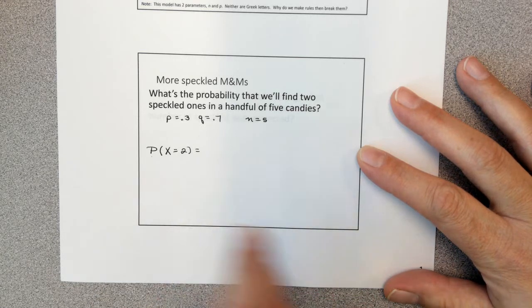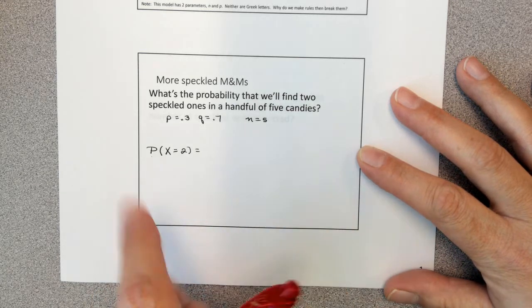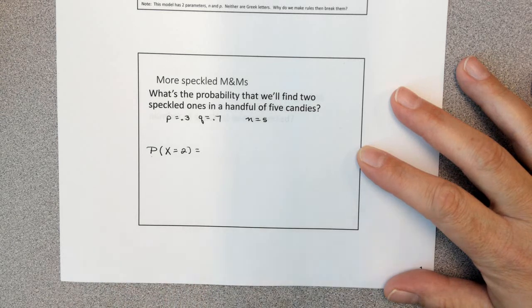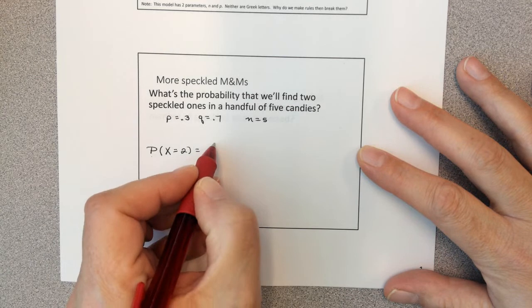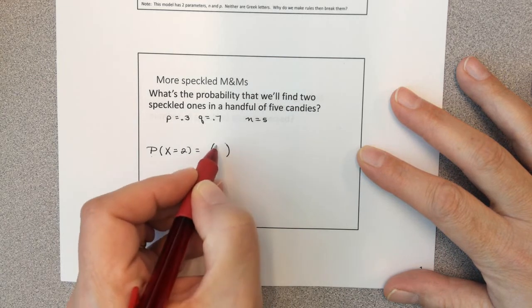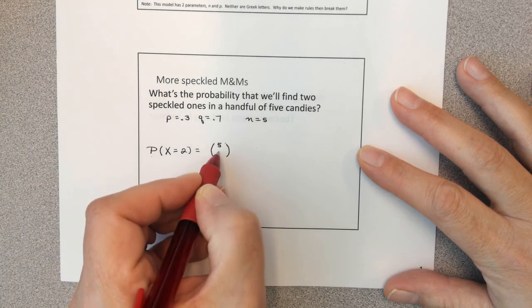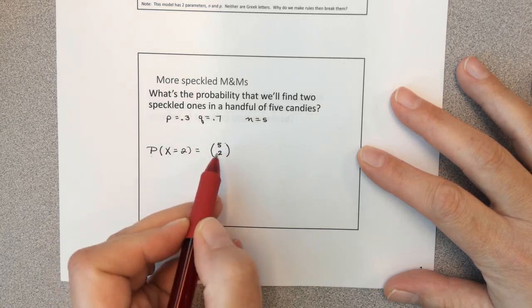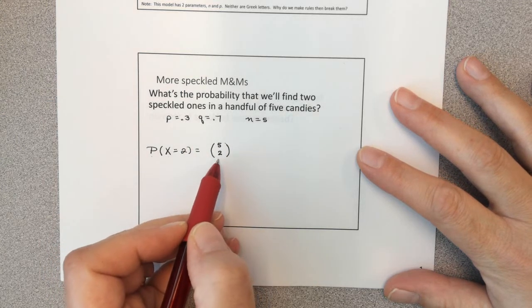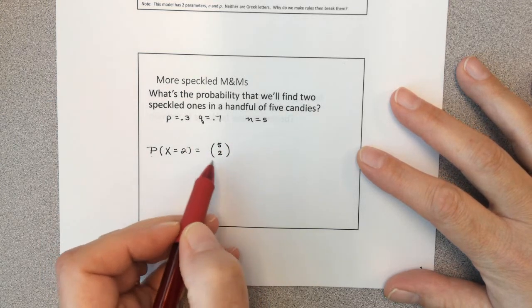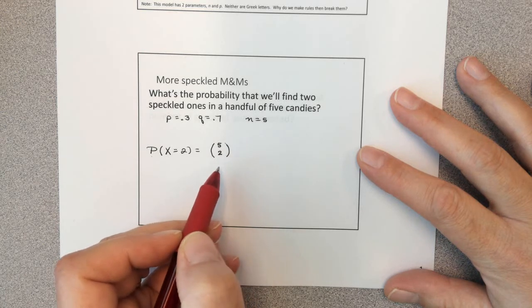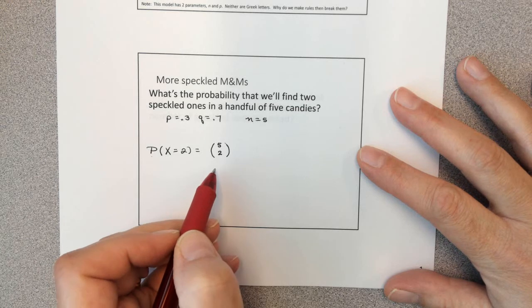There's all these different combinations: not speckled, speckled. And each of those we have to calculate probabilities for and add them all together. So the quick way to do that is to do a combination. We have 5 candies, and we're going to take 2 at a time. If we do the combination of 5 candies 2 at a time, this will calculate all the different ways that we can pick 5 candies with 2 of them being speckled.